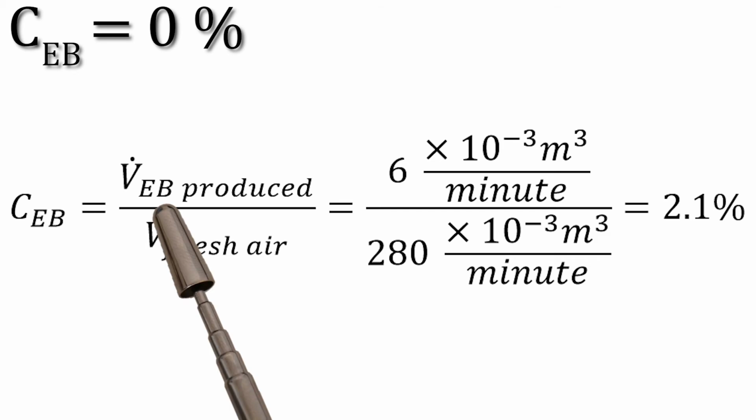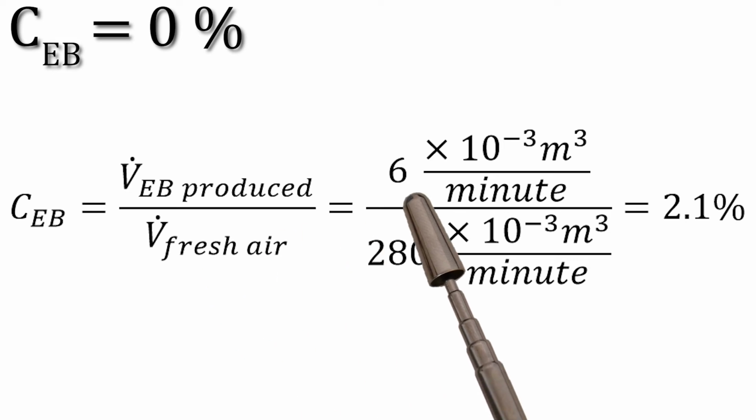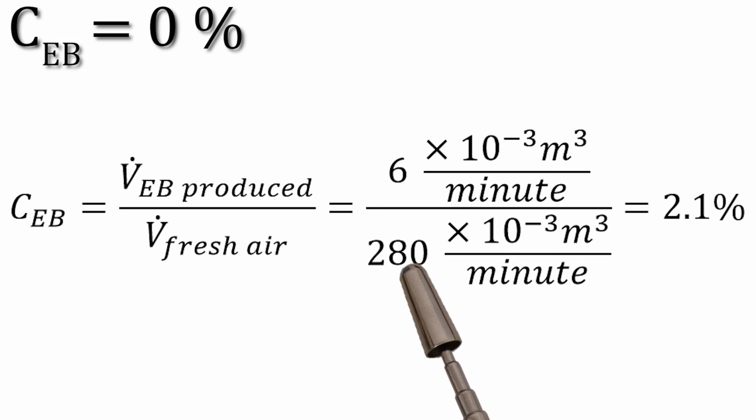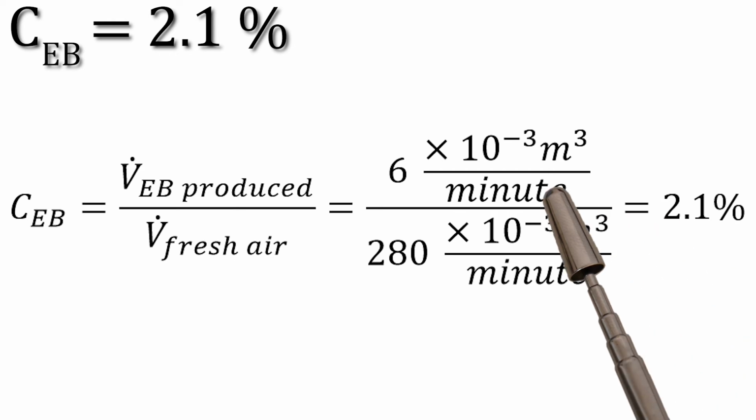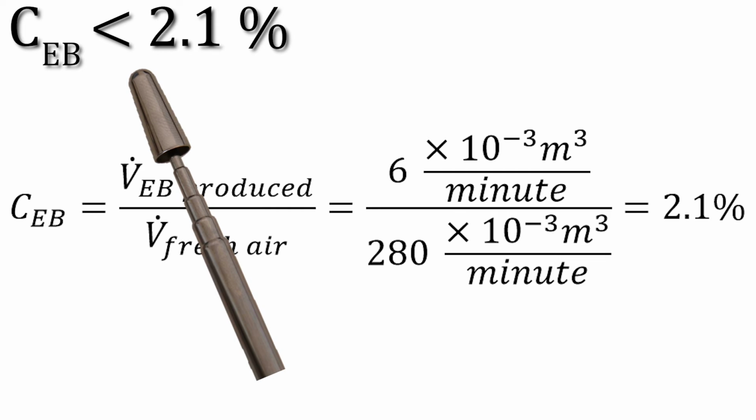We have our rate of exhaled breath produced divided by our rate of fresh air and exhaust: 6 liters per minute per occupant divided by 280 liters per minute per occupant. So the fresh air rate is 45 times the breathing rate, and our concentration of exhaled breath, steady state, is 2.1%. And that is being pessimistic and assuming uniform distribution, which is not true, and being pessimistic and ignoring the HEPA filtration, which is in addition to all that fresh air.